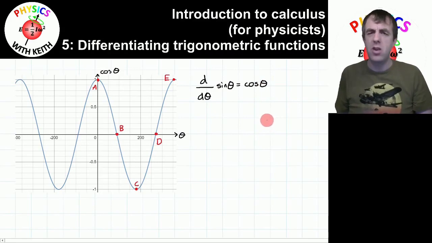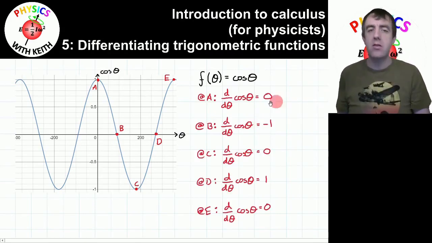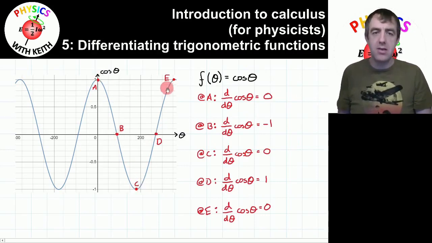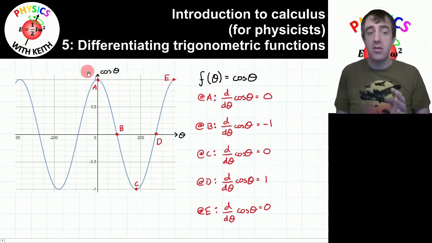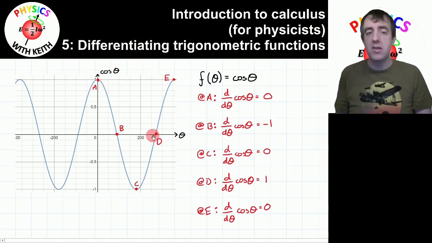So what's the first derivative of a cosine function then? Well, let's look at those same 5 points: A, B, C, D, and E. At point A, point C and point E, you can see that the gradient of the tangent at those points is equal to 0. At point B and point D, you can see it's a negative gradient at B and a positive gradient at D.